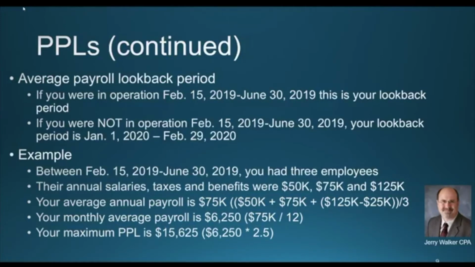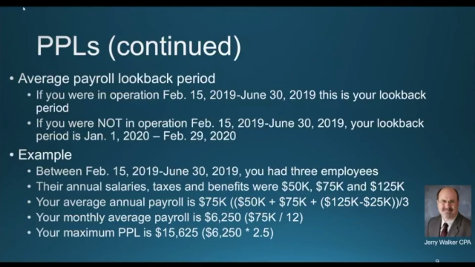Between February 15, 2019 and June 30th, 2019, you had 3 employees. Their annual salaries, which include taxes and benefits, were $50,000 for employee 1, $75,000 for employee 2, and $125,000 for employee 3. Your average annual payroll is $75,000, and here's how we calculate that.